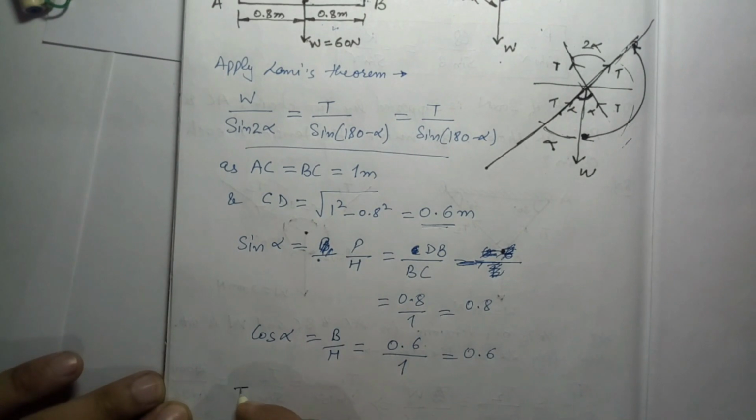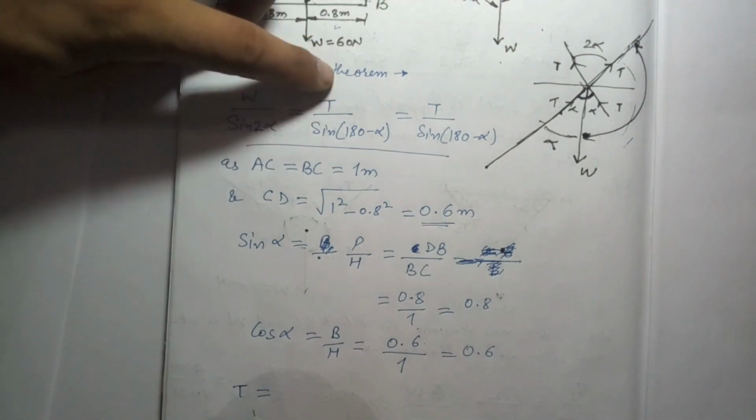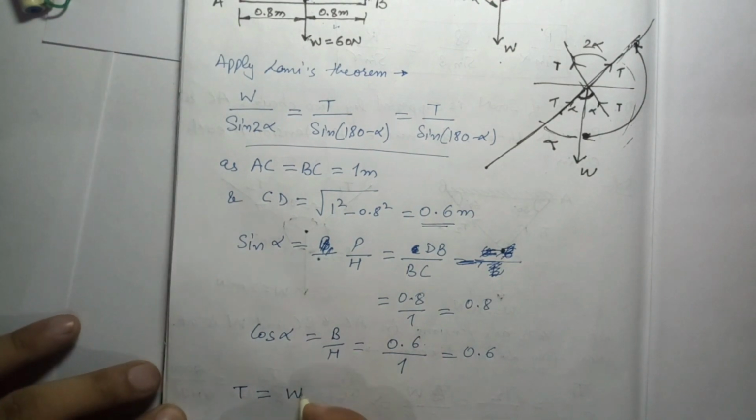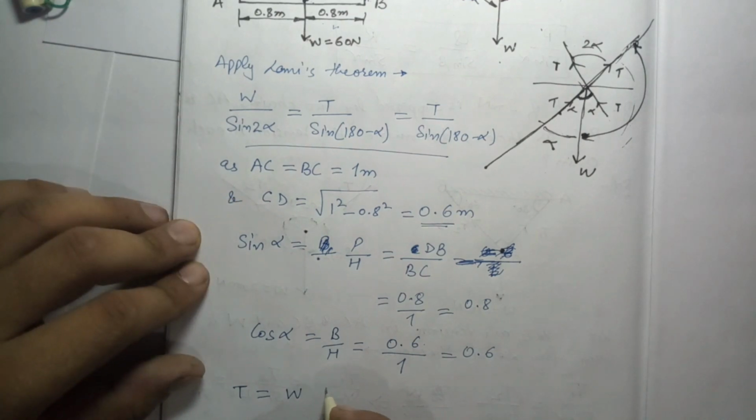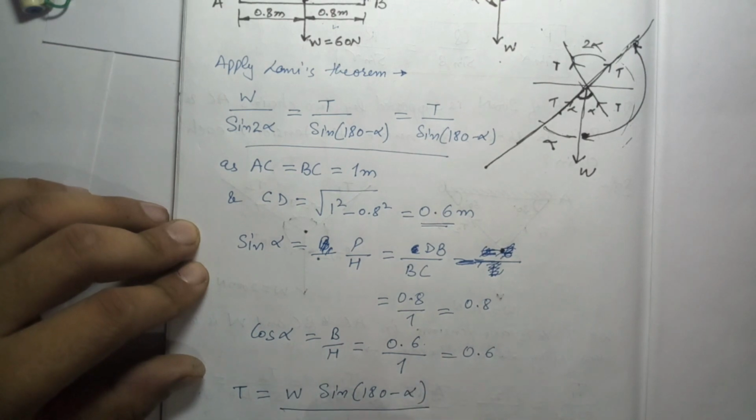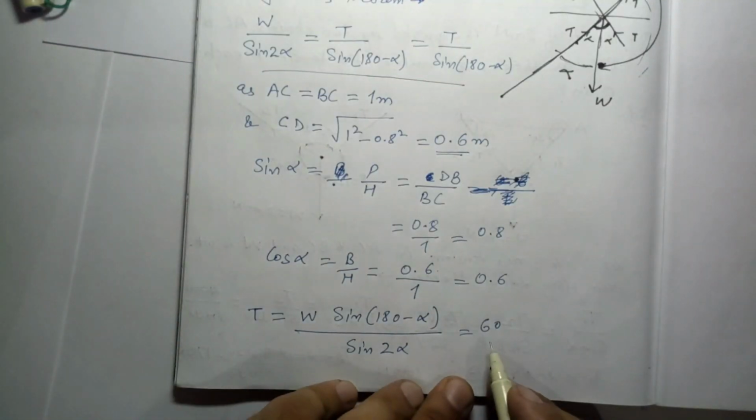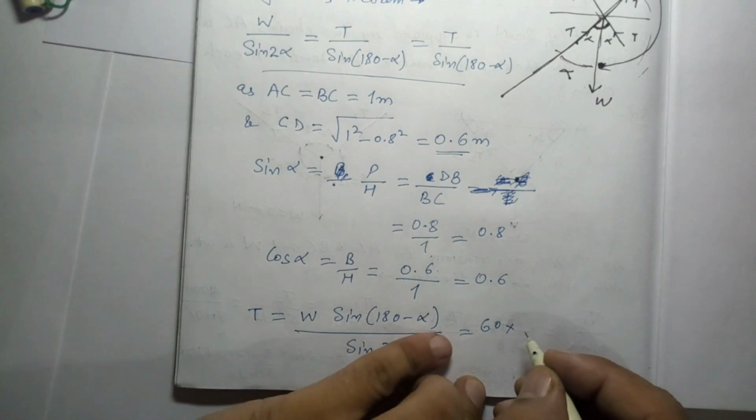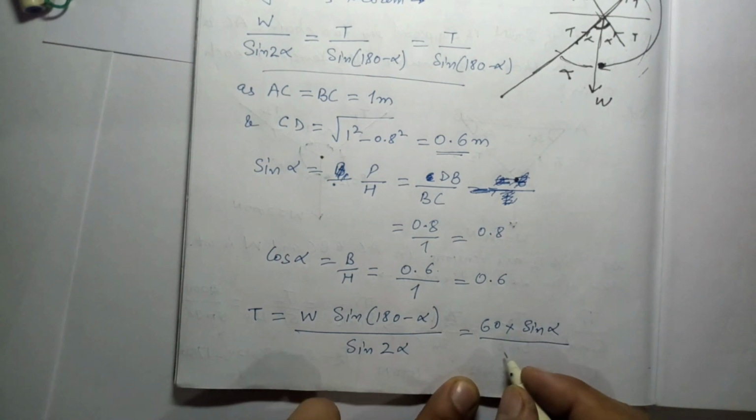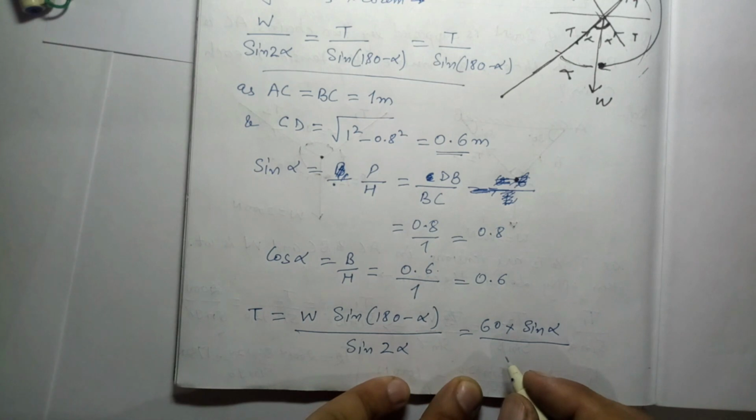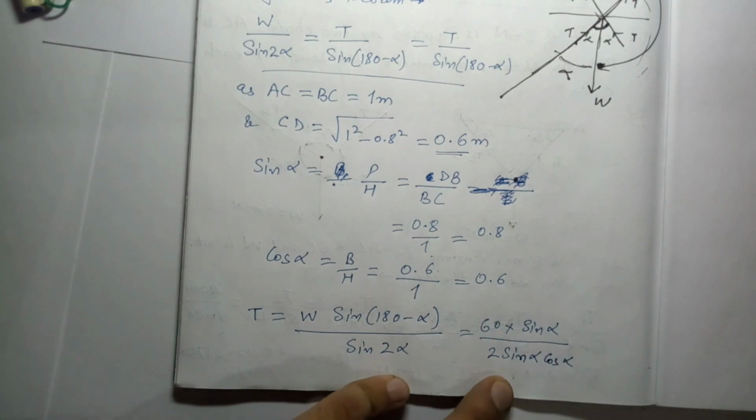The tension is unknown here. Tension will be equal to W, weight, into sine of 180 minus alpha, upon sine 2 alpha. We know the value of weight, that is 60 Newton. So 60 into sine of 180 minus theta, that is sine theta. So this is sine alpha only, divided by sine 2 alpha. Sine 2 theta is equal to 2 sine theta cos theta. So this is 2 sine alpha cos alpha, right?